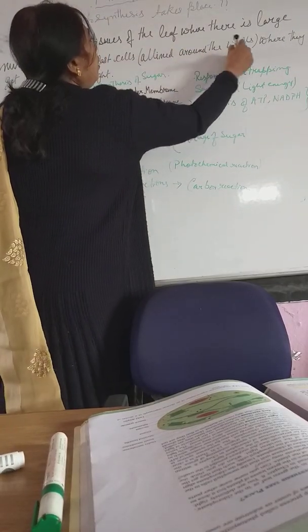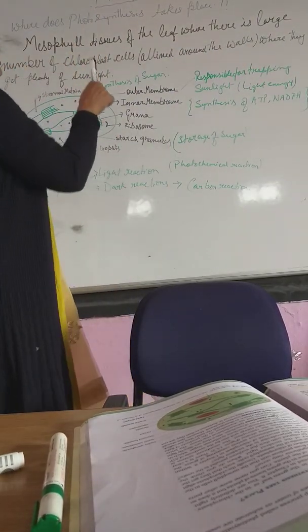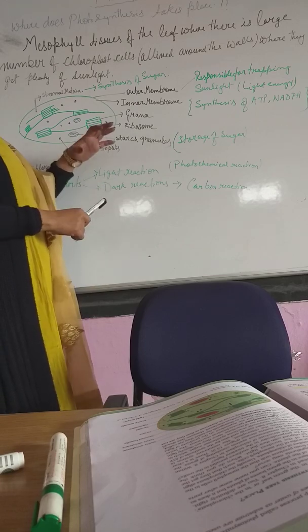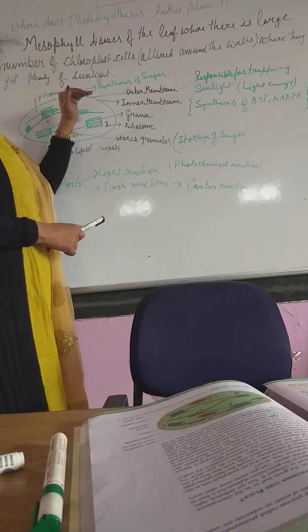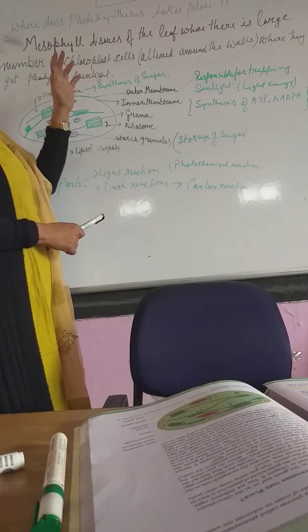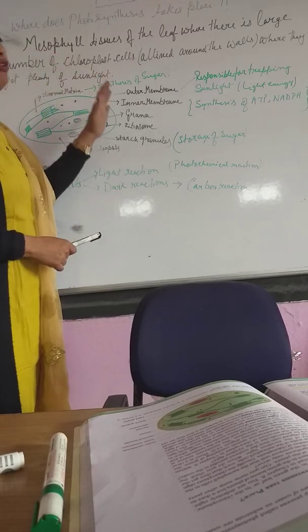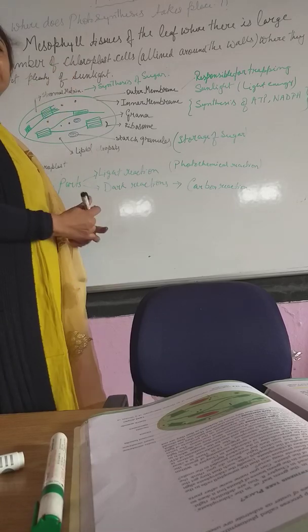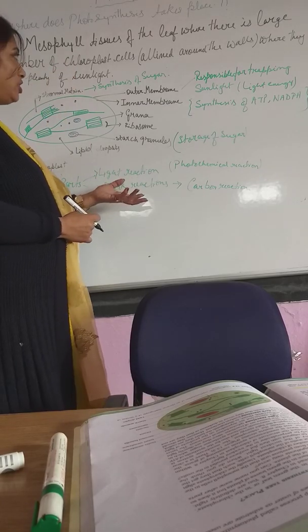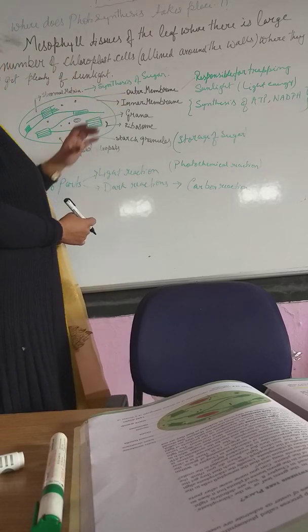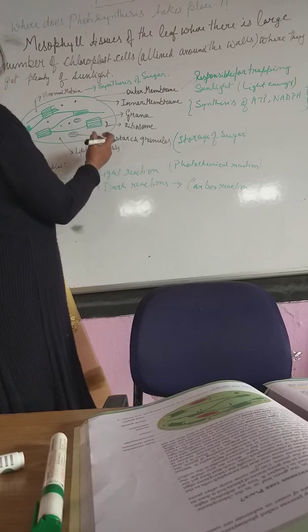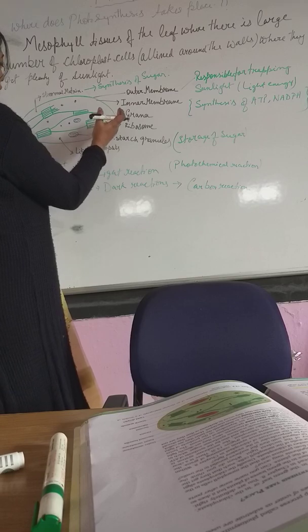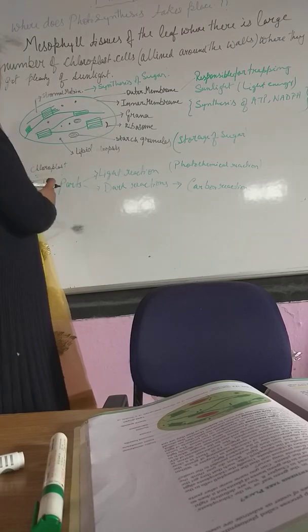You see the wall of the tissue, the chloroplast cells are aligned there. Why? Because there is plenty of sunlight, so that all the photochemical reaction can take place; photosynthesis is basically a photochemical reaction. And the main function takes place within the thylakoid of the chloroplast.